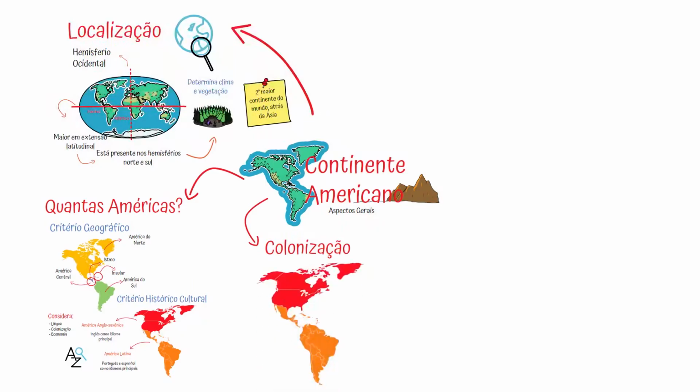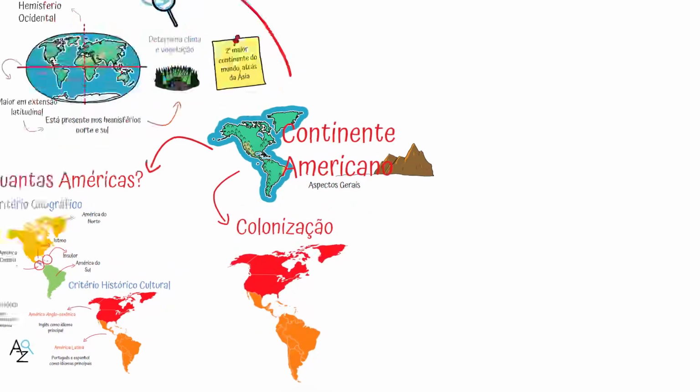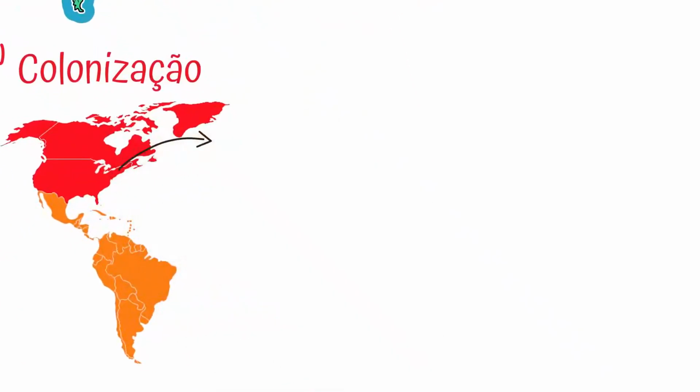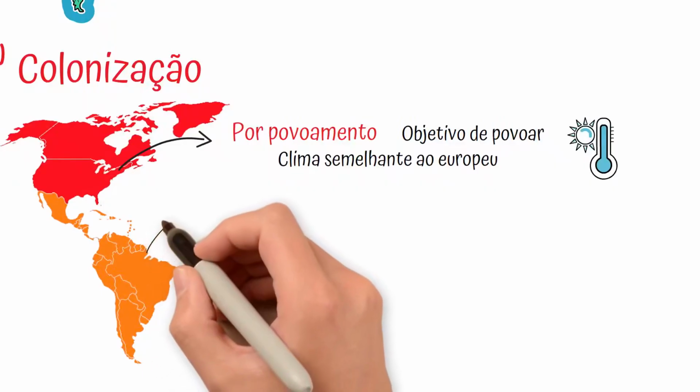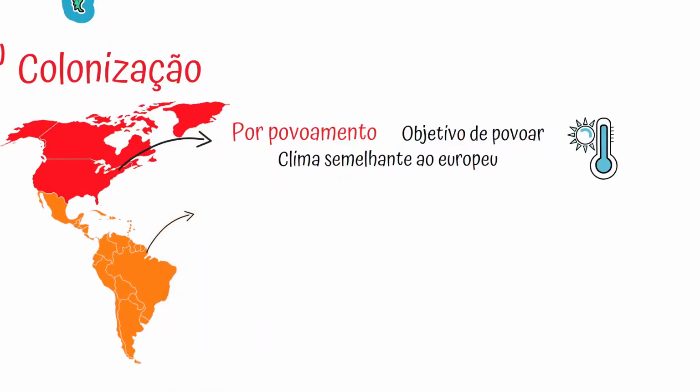First of all, North America was colonized for settlement. In other words, the main goal was to populate the land. But why is that? Mainly because when the Europeans arrived in North America, they found a climate similar to what they were used to in Europe. That's because North America occupies latitudinal zones similar to those of Europe. This makes the climate similar as well, right? At least in some countries.